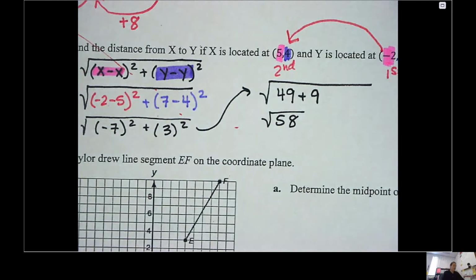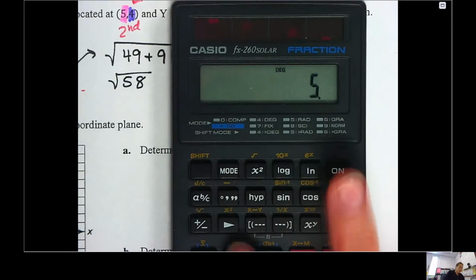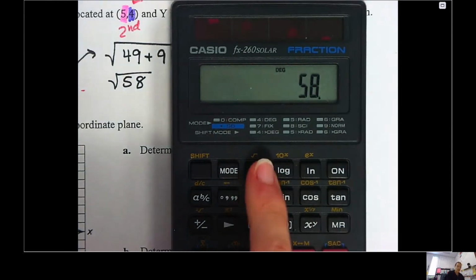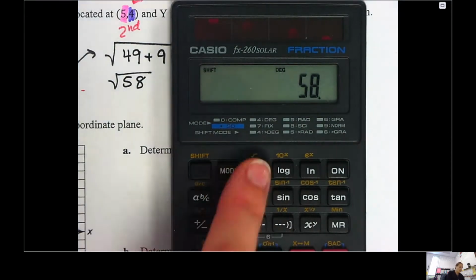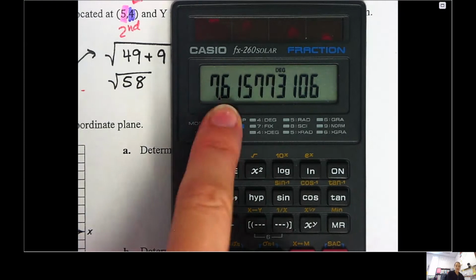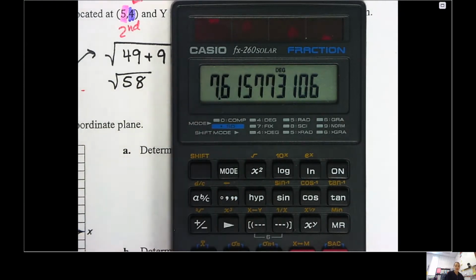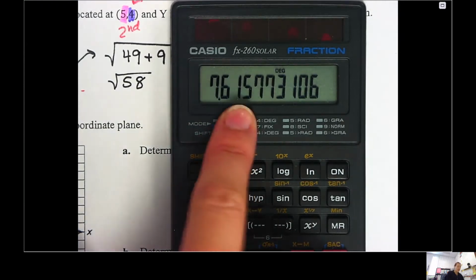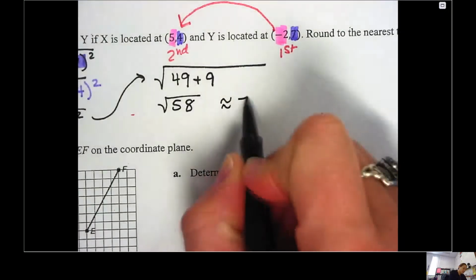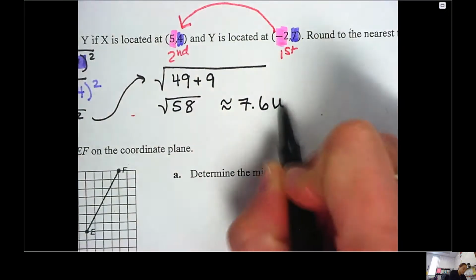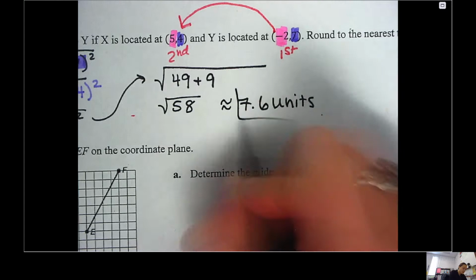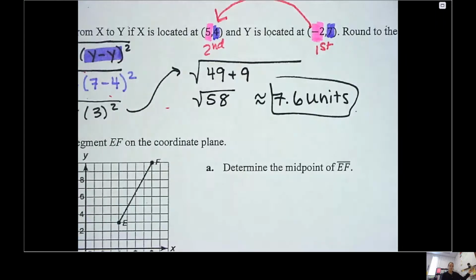Okay, so if you've got this Casio one, you've got 58. You just push that number in first, and my square root button's right here, so I push Shift X squared. If I'm rounding to the nearest 10th, that's 1 decimal place. So 7.6. The number after is less than a 5. So my distance is 7.6, and you can put units if you want because we're talking about distance.